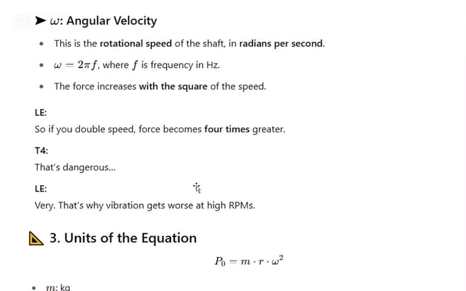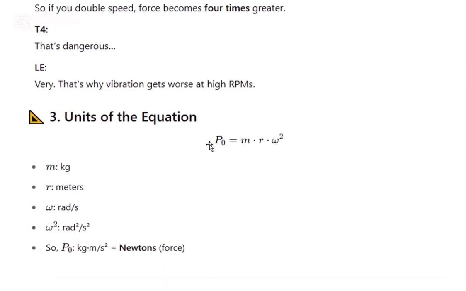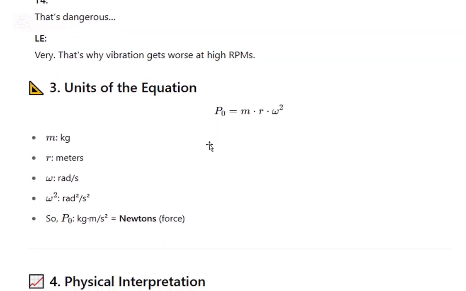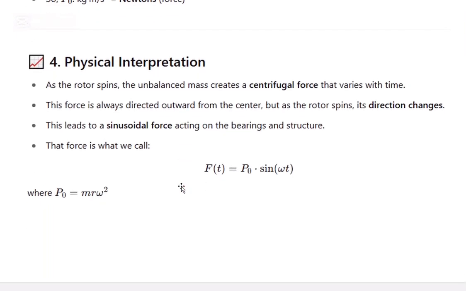Angular velocity omega. This is the rotation speed, radians per second. Omega equals 2 pi f, where f is the frequency. The force increases with the square of the speed. So if you double the speed, force becomes 4 times greater. That's why vibration gets worse with high RPMs. Units of this equation.